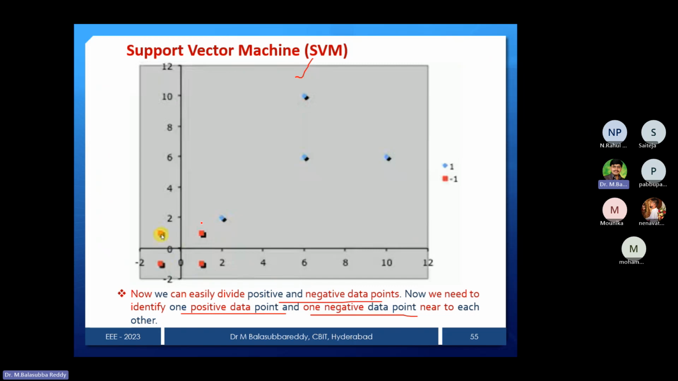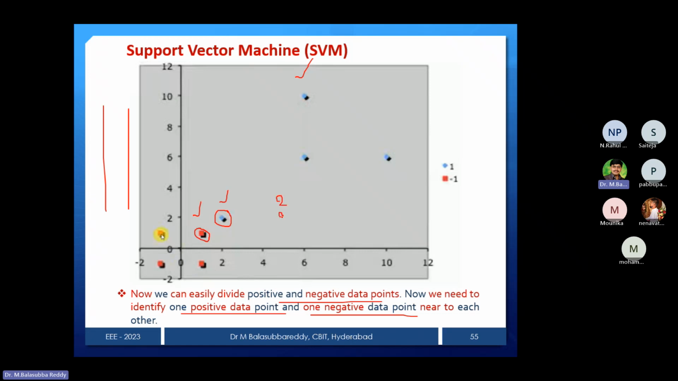So which positive and negative data points are near to each other? Like yesterday, we drew two vertical lines, the boundary, the extreme points of that. So what are the extreme points here? These two are the extreme points. This is one point, and we call it a support vector. This is another support vector. Now we have two support vectors, this is one point and there is another point.